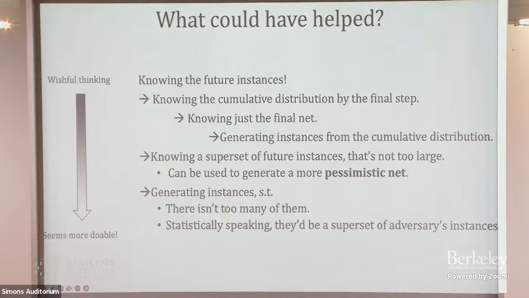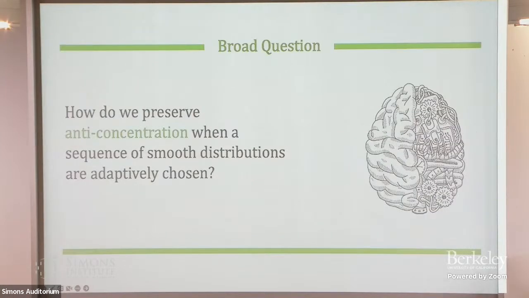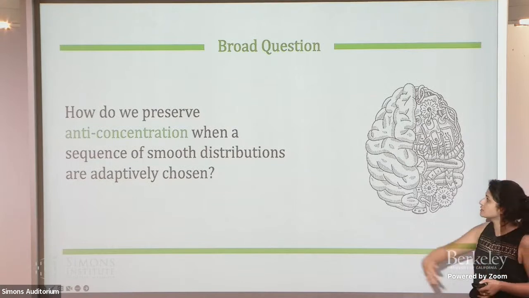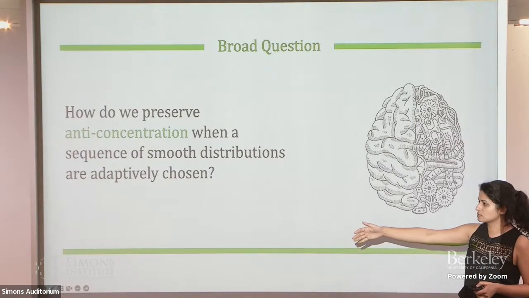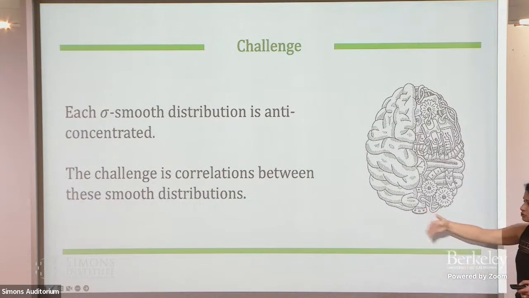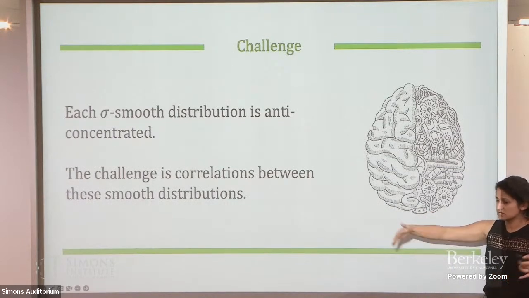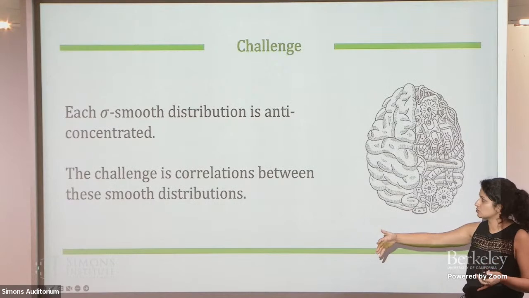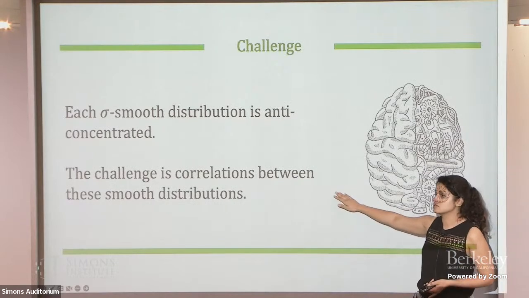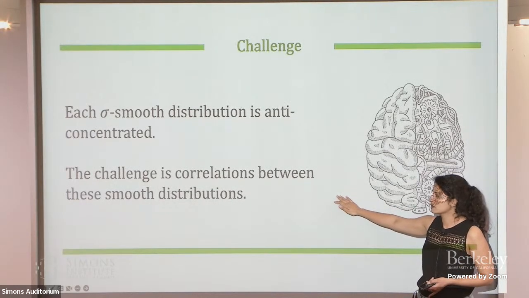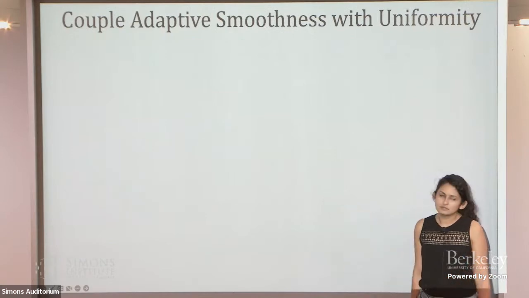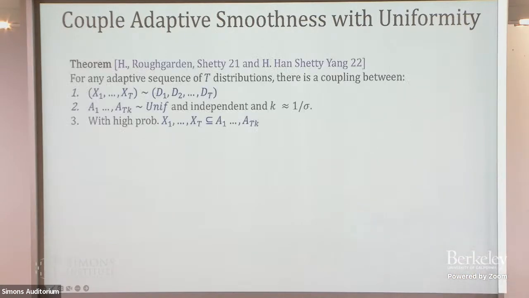So to summarize, what is it we are trying to do? We are trying to preserve anti-concentration over a sequence of smooth distributions. And it's not hard to do it at one round because each distribution is smooth, it's anti-concentrated. Really, the challenge is to deal with their correlations. So this is exactly what we do.